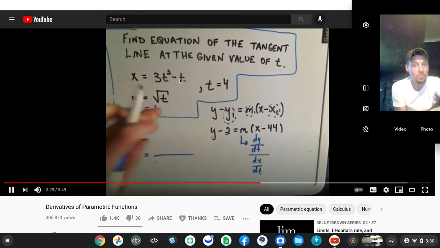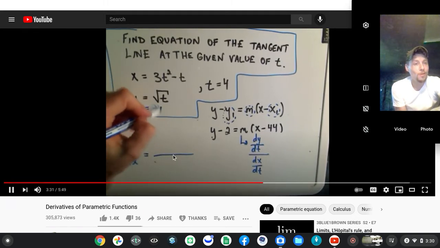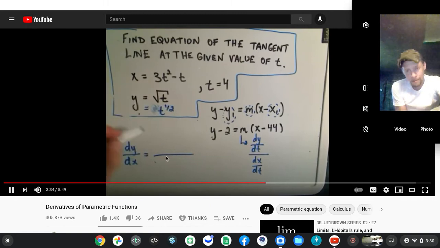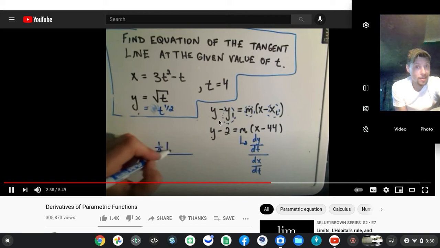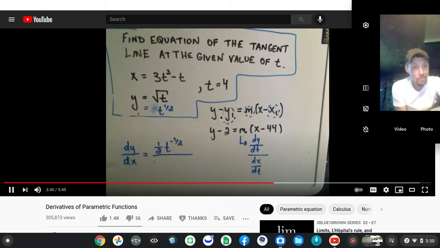Taking the derivative, the 1/2 comes down, giving t to the negative 1/2. So if I take the derivative of y with respect to t, I simply get 1/2 t to the negative 1/2, minus 1. Likewise, if I take the derivative of x with respect to t.